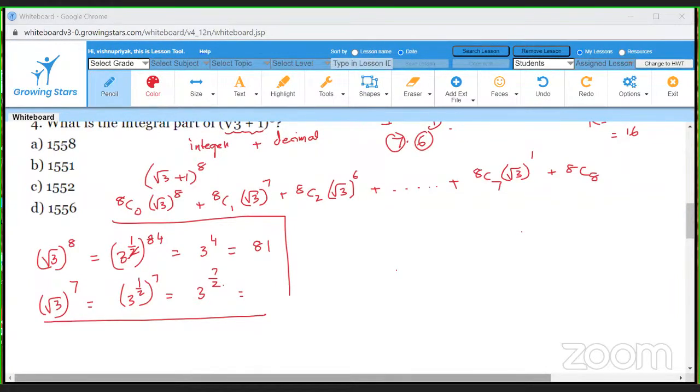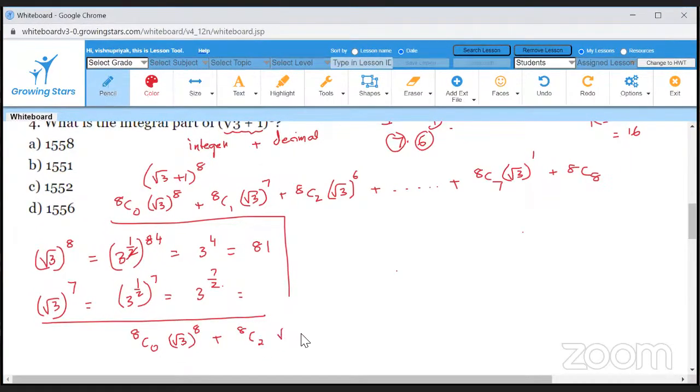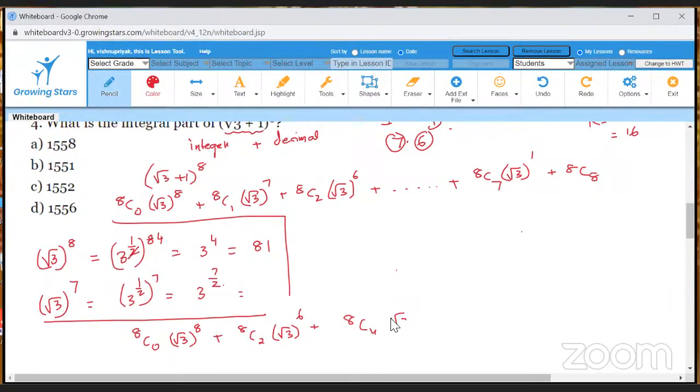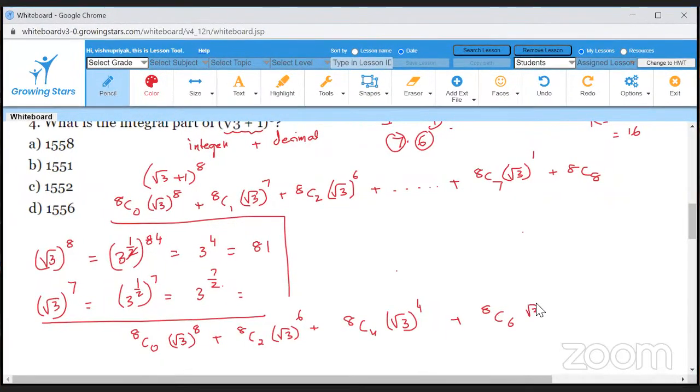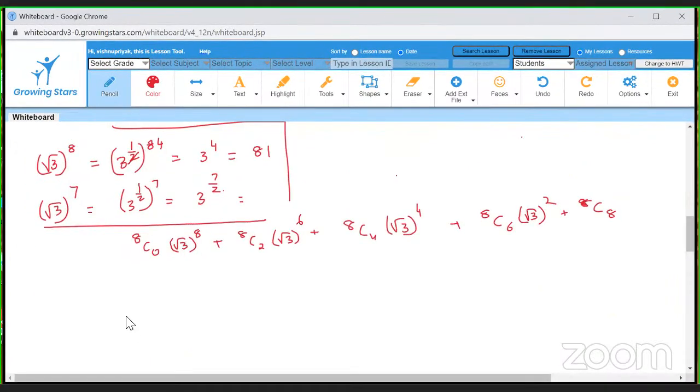What are the even powers you can take? You can take 8C0 root 3 power 8, 8C2 root 3 power 6, 8C4 root 3 power 4, 8C6 root 3 power 2, and 8C8. These all we will take into consideration, integral part.